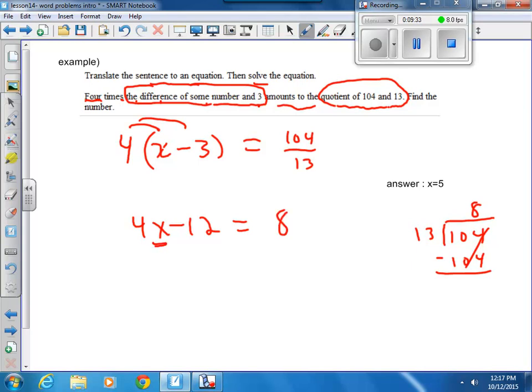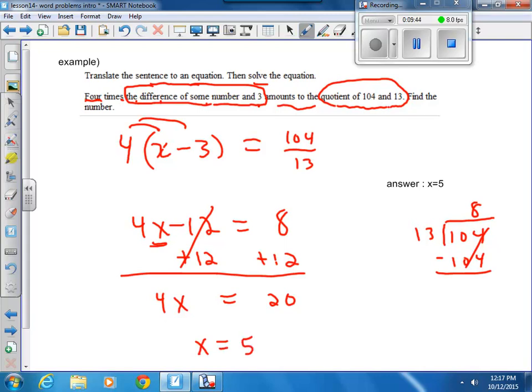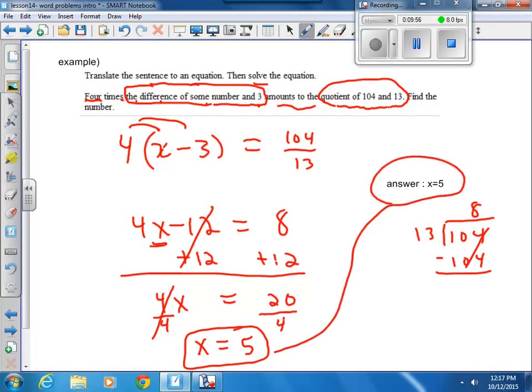And then you want to get the x isolated, so you're going to add 12 to both sides. Now you've got 4x equals 20, therefore x equals 5. If you need to write out that final step, go ahead. Divide both sides by 4. 20 divided by 4 is 5. If you can jump mentally and say that it's 5, that's okay too.